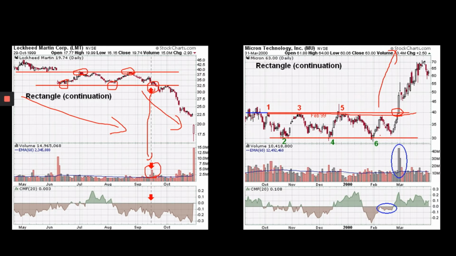And in a bullish scenario, you can see that huge spike in the volume once the price broke above that rectangle. And y'all can see that the stock basically launched up.